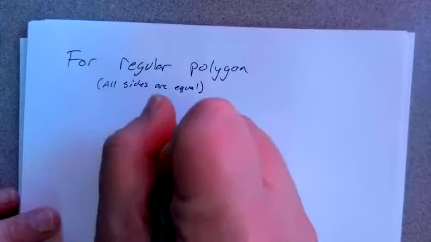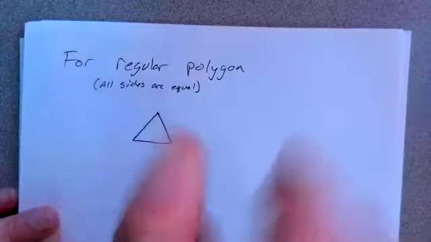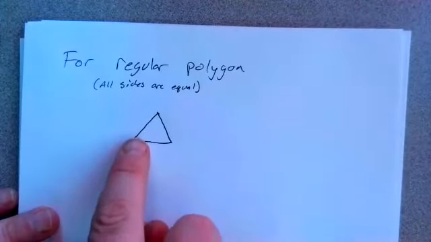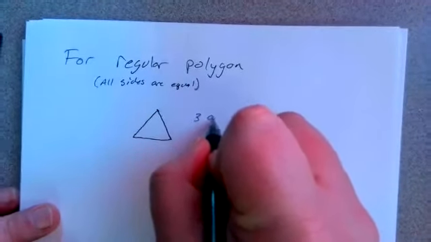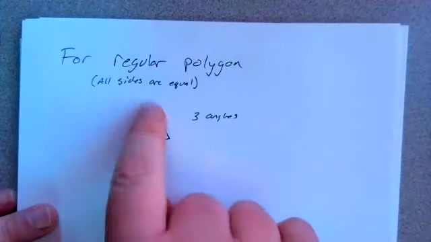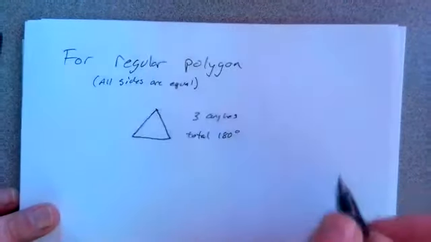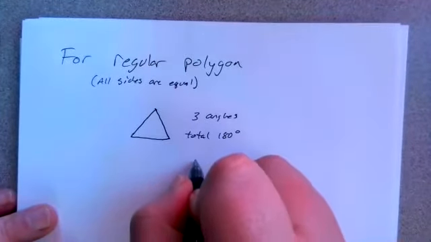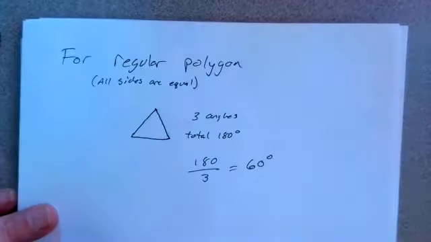And if you think about it, when we saw an equilateral triangle, what are the angle measures of an equilateral triangle? Well, there's three angles, right? So we have three angles, and we know that the total is 180 degrees, right? So one angle then must be 180 divided by 3, which gives us 60 degrees.